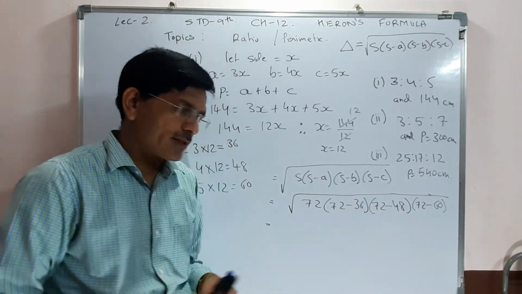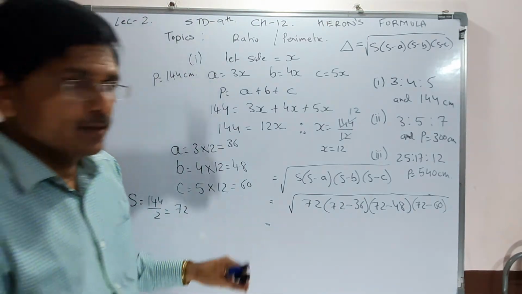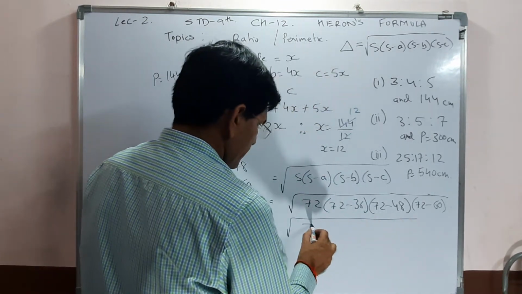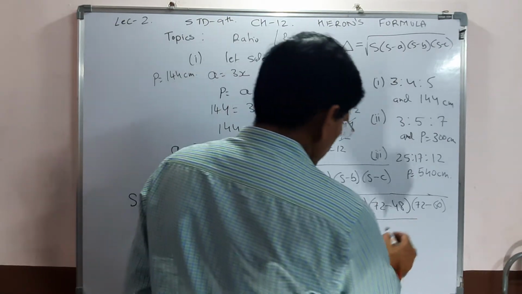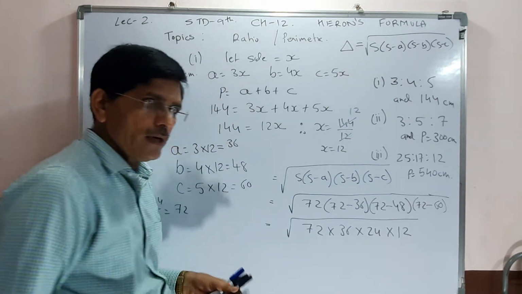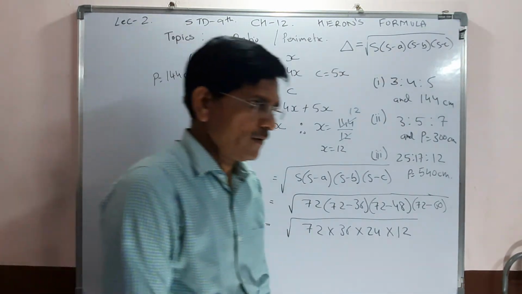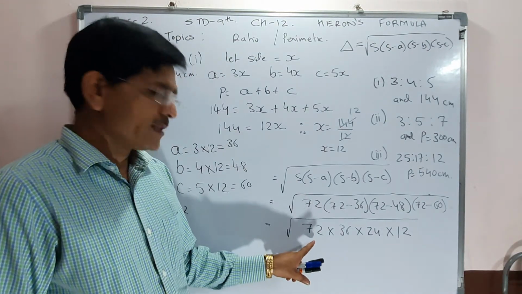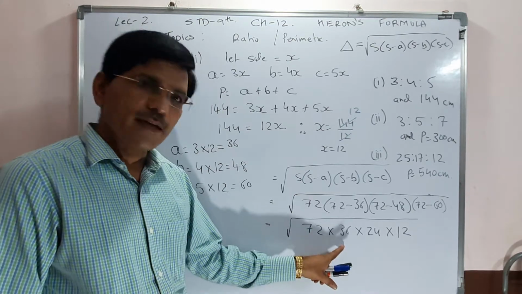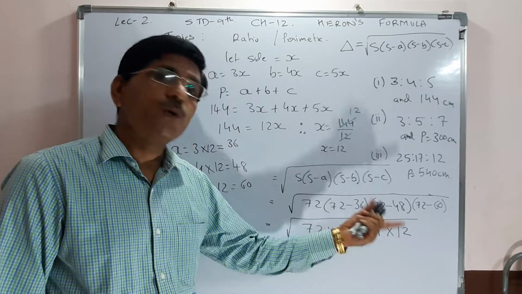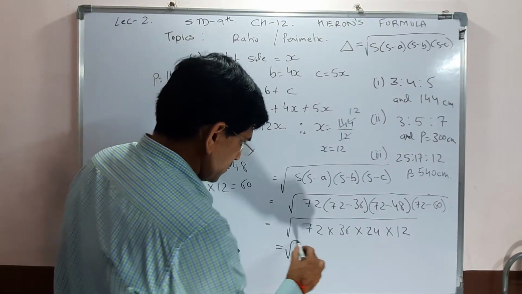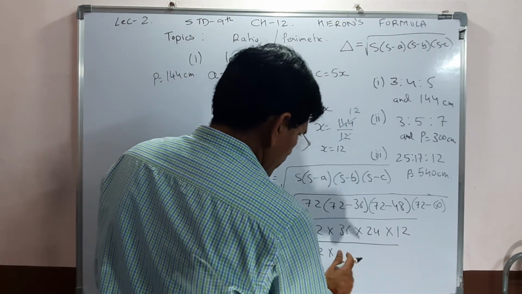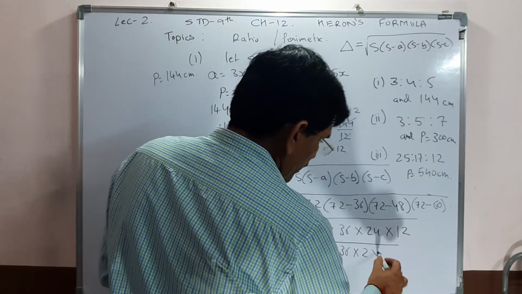Now try to solve it yourself and give me the answer. You can write it yourself because you cannot get the answer directly. 72 into 36 into 24 into 12. You will subtract like that. Let me see how many are trying to solve this. Okay, what we have to do? The best way is: 72 as it is, 36 as it is, 24 into 2 into 12.